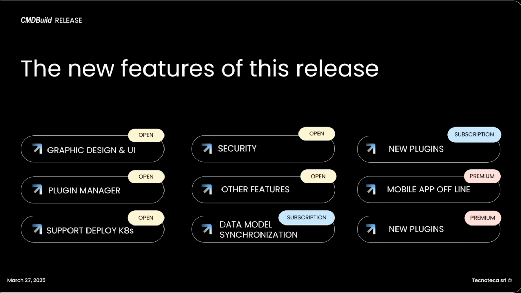Then we have the premium, and this tag identifies additional specific features that are available for customers at an extra cost, depending on their needs. Examples are the offline mobile app and certain advanced plugins. Well, now I think it's time to leave the floor to Umberto and Anna, who will guide you through the technical aspects in more detail.